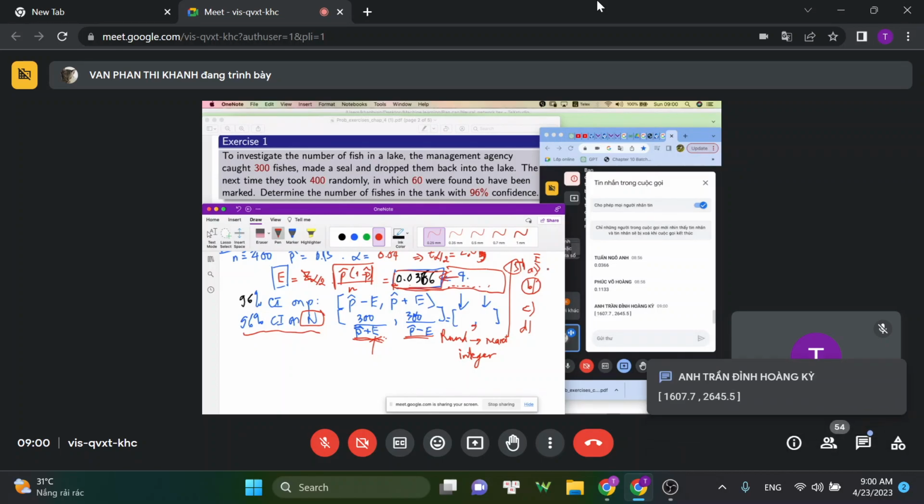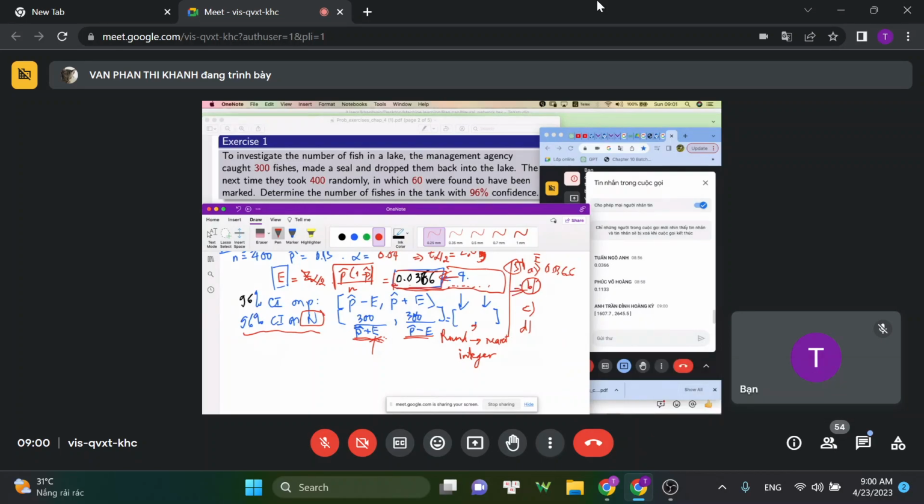So in question A, you still write 0.0366. But to find the answer in question B, you have to use the long format. Okay, so it's 1607.7 and 2645.5. Class, do you have the same answer here?